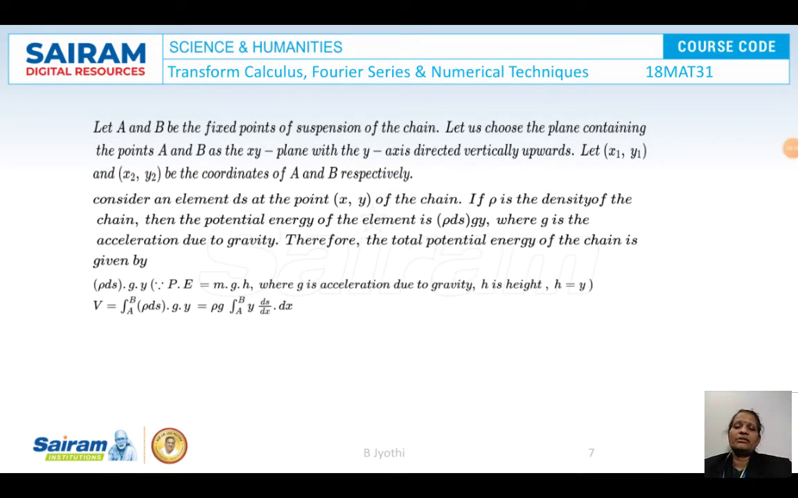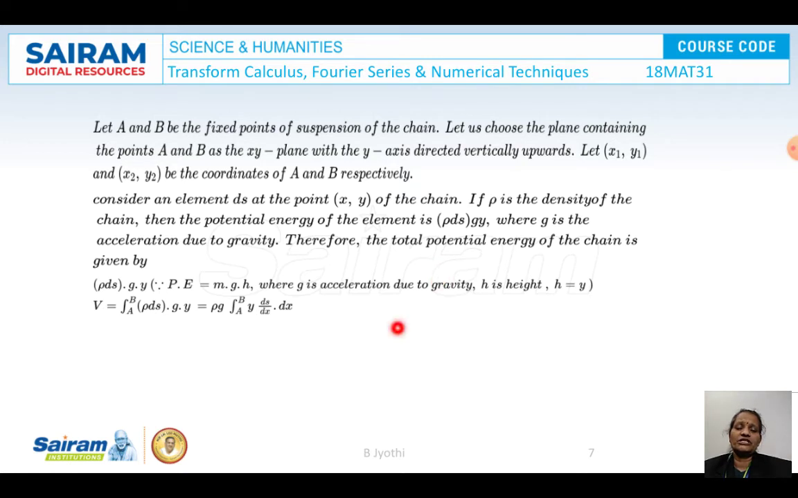So if A and B are the fixed points of a suspension of a chain, let us choose the plane containing the points as the xy plane with the y-axis directed vertically upwards. So x1, y1 and x2, y2 are the coordinates of A and B respectively. Now let us consider a small element ds at the point x, y of the chain. If rho is the density of the chain, then the potential energy of the element is rho ds g y, where g is the acceleration due to gravity.